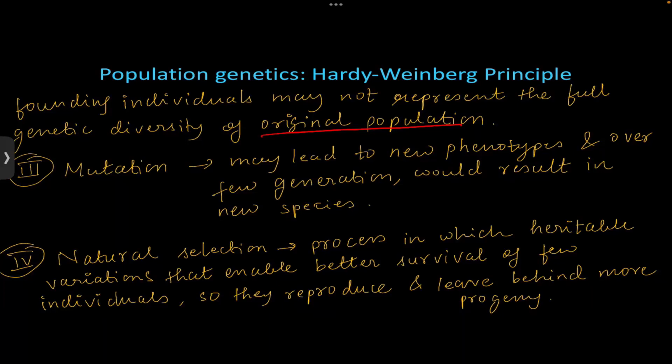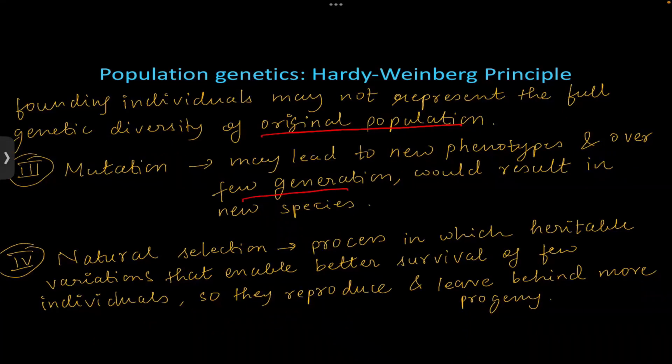So this is founder's effect. Now, mutation can lead to new types of phenotypes. These new phenotypes can either help in survival or affect the survival. Say a mutation causes a certain kind of genetic disorder, then it is affecting survival. But if a mutation is helping in survival, then it gets passed on to the next generation.